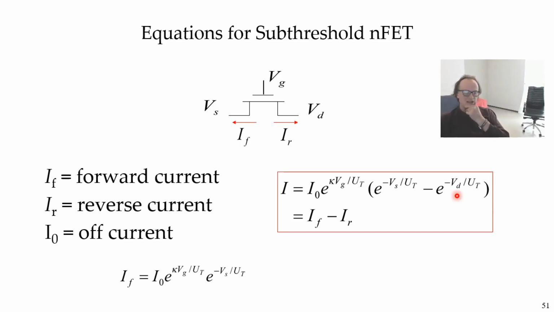And you can break it down and say that the forward component, which is often the only one that really matters, is just this form. It's e to the kappa Vg over Ut, e to the minus Vs over Ut. And then the reverse component is just the other part. They're all different ways of writing the same thing, splitting it up.